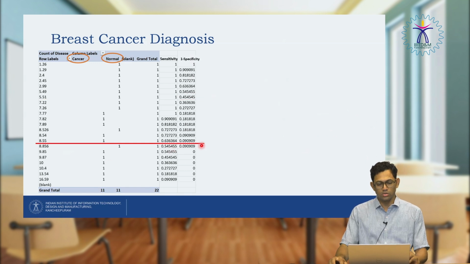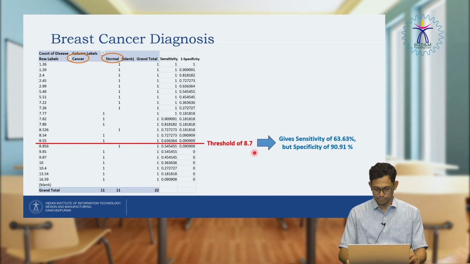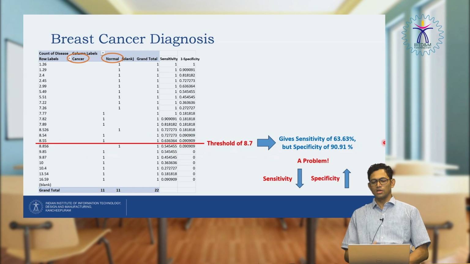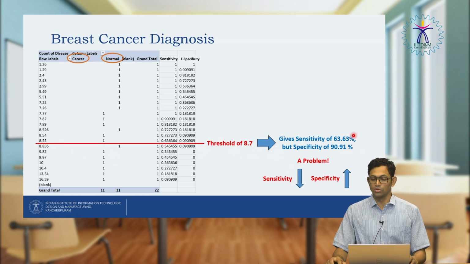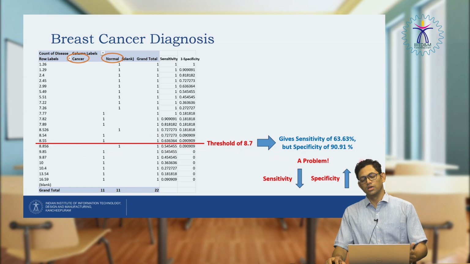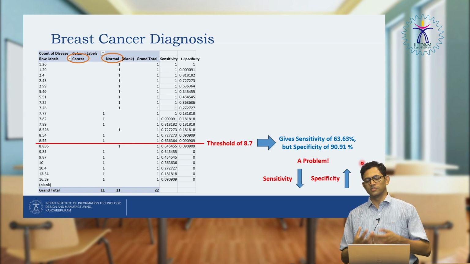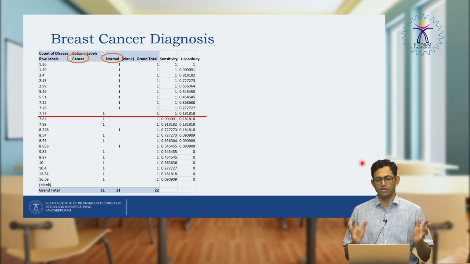Now let us choose one more threshold, this line over here, between these two values, which is around 8.7. This gives a sensitivity of around 0.63, that is 63%, but the specificity is very high. So this is the opposite of what we discussed earlier. Sensitivity is lower, but specificity is very high, and that is again a challenge. So we have to do some kind of trade-off so that sensitivity is relatively high and specificity is also high. We choose something in between.